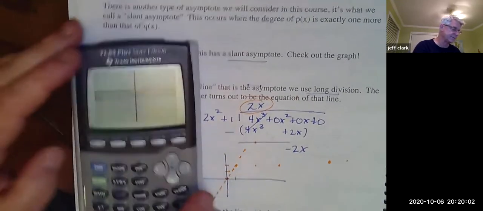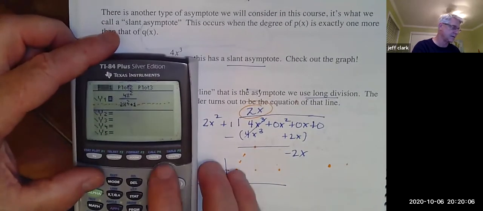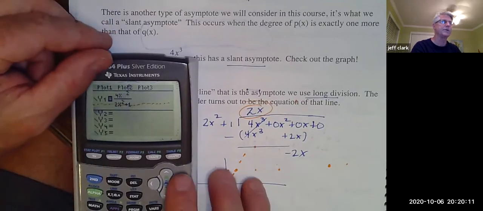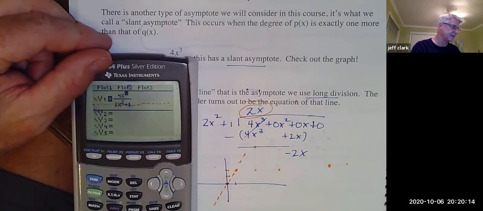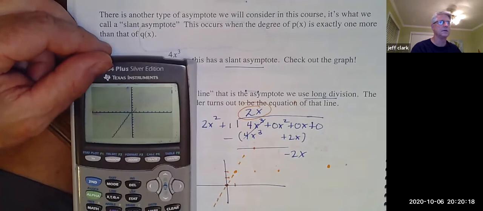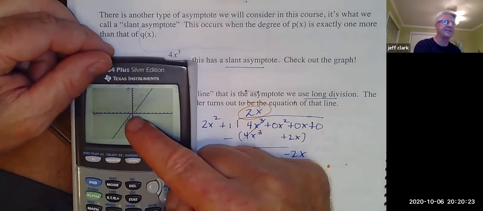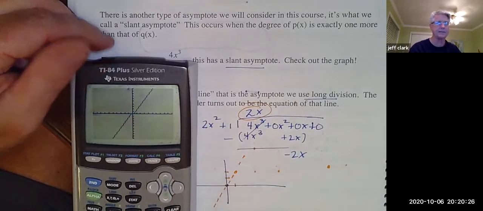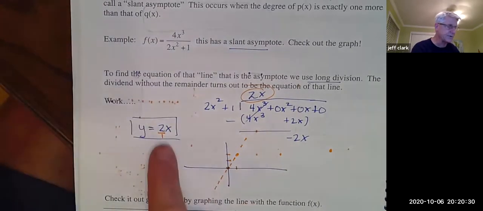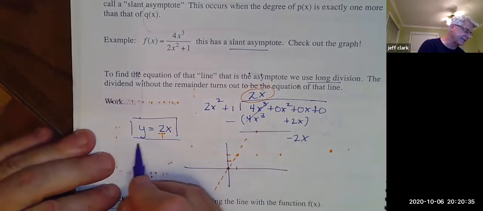So if I graph this one, and I make that power into a 3, and then hit graph. Oh, you see how it's wrapping around that line? There's actually a little dip in there, but it looks like it's wrapping around that line. That is the equation of the slant asymptote, which is y equals 2x. So this is your slant asymptote.